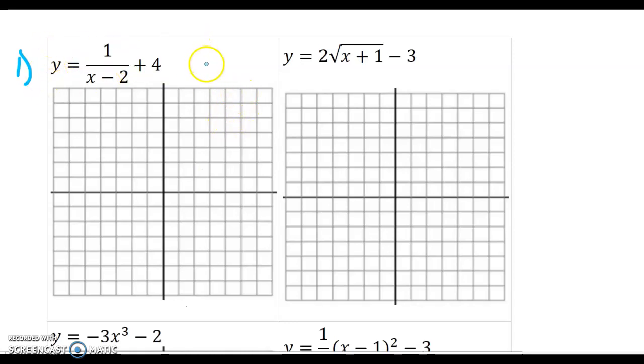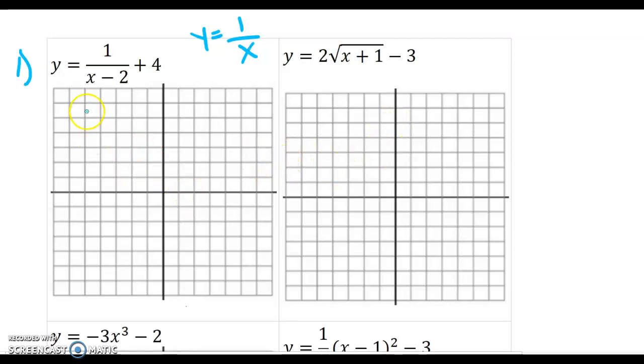Let's start here. First, we need to recognize what the parent function is, right? Because our whole basis and foundation for making these transformations is going to be based on what our parent function is. In this case, our parent function is y equals 1 over x. Before we get started, can you tell me what transformations are occurring on this function?